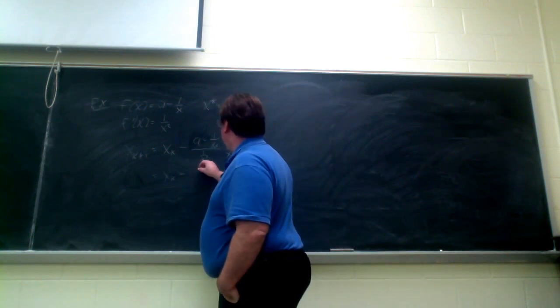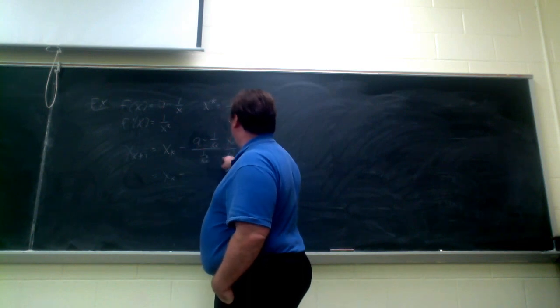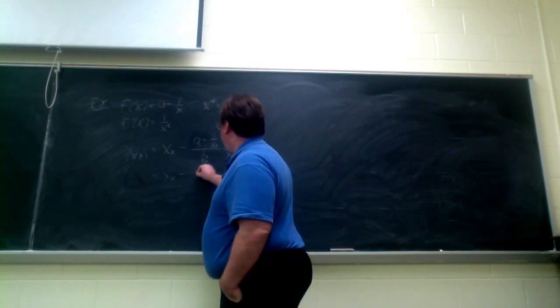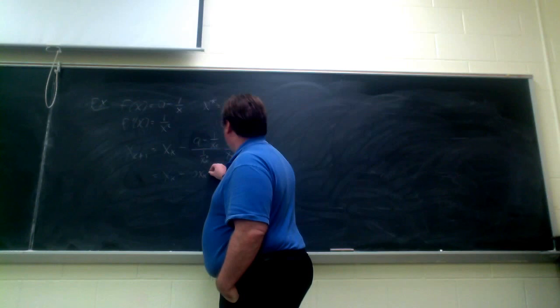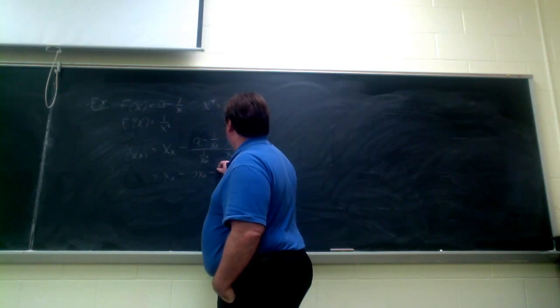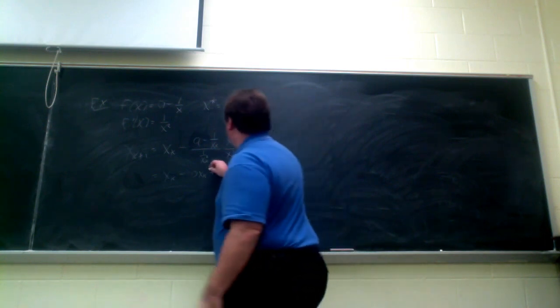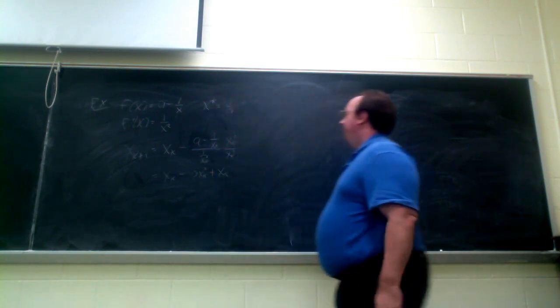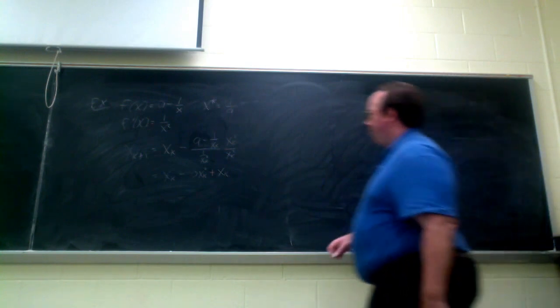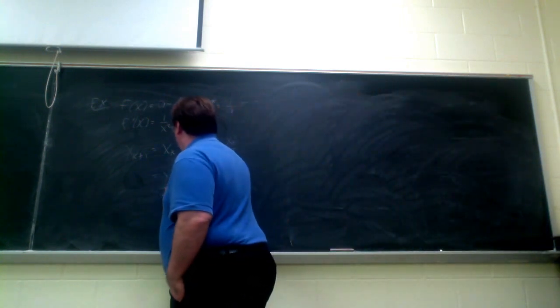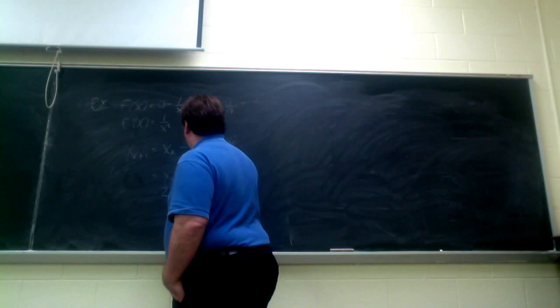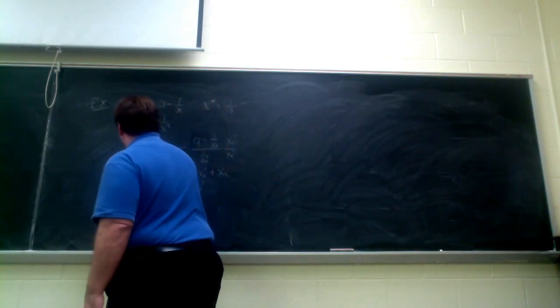So then my denominator becomes 1, and then I have a xk minus, plus xk. Oh wait, this should be xk squared. All right, and now I can simplify this once and for all. So I have 2xk minus a xk squared. This is my Newton step.